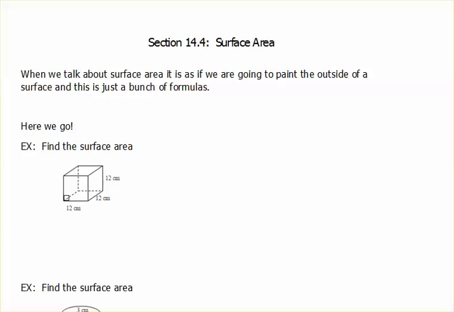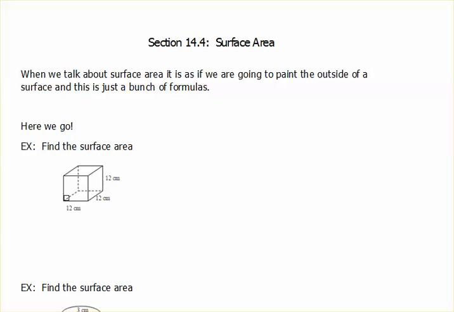And this is really just a bunch of formulas. So as we go through here, I'm going to give you the formula for each particular figure, and we're just going to follow the formulas. So first of all, it says find the surface area of this object. And so we have to know what object this is.